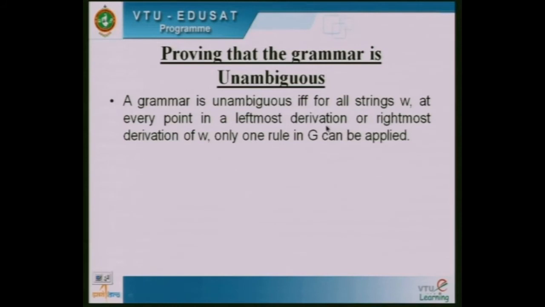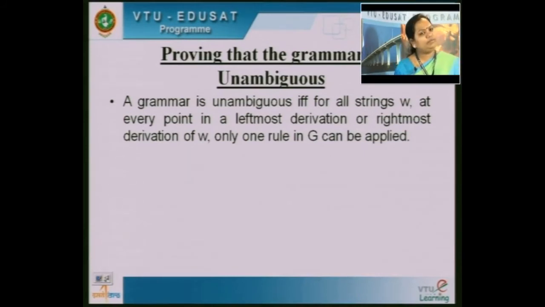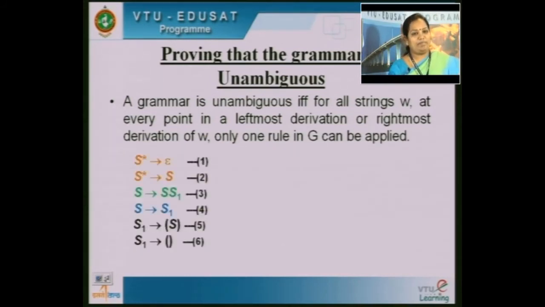For example, a grammar is unambiguous if and only if for all the strings W, at every point in a leftmost derivation or a rightmost derivation of W, only one rule in the grammar can be applied. So it means what? When I go for deriving a string from a grammar, it may be a leftmost derivation or it may be a rightmost derivation. But at every given point of time, I must get only one rule to be applied. Then only I can say that the grammar is unambiguous. For example, we will take the same parenthesis example where we have eliminated all epsilon productions and symmetric productions, and this grammar is ambiguity free.